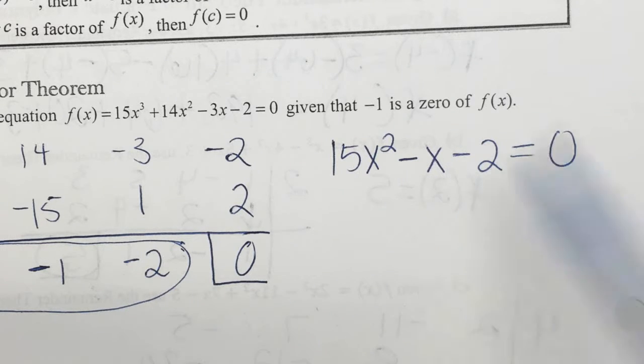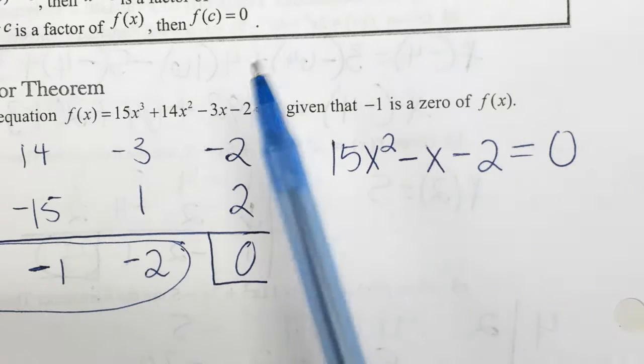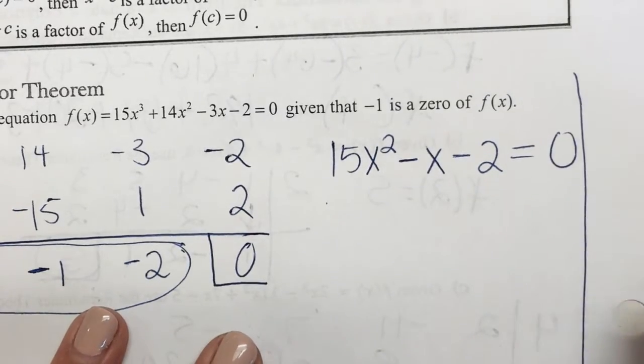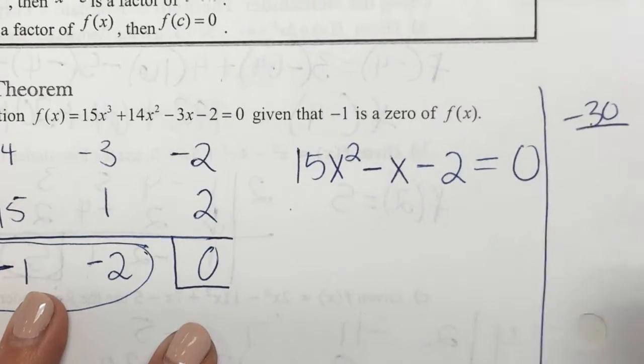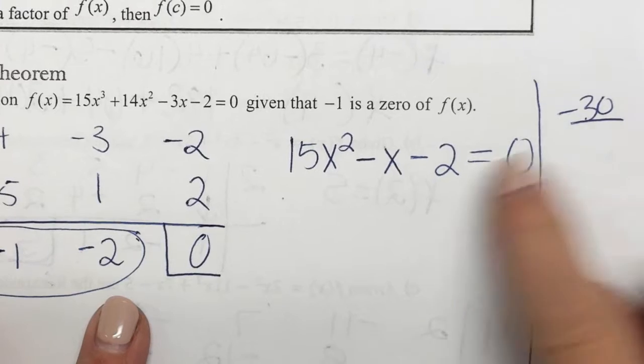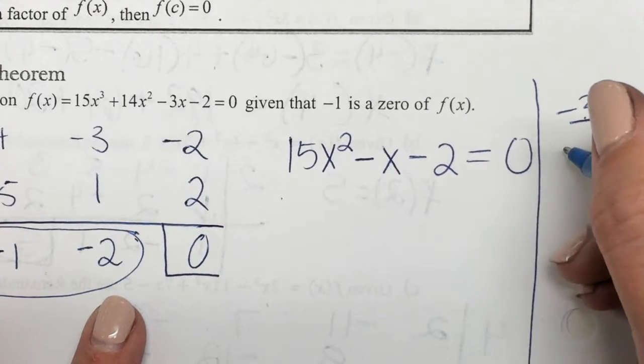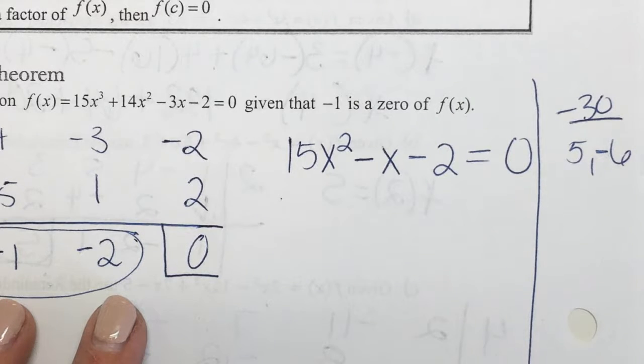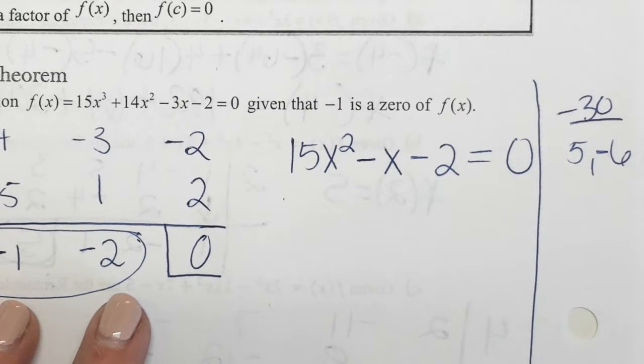Okay? This one is AC hard, meaning there's not a 1 up front, right? We have to find A times C first. That's going to be what? -30. What are my factors of -30 that will add together to give me -1? 5 and 6. Which one's got to be negative? Everybody see that? Yeah. Straight like that.